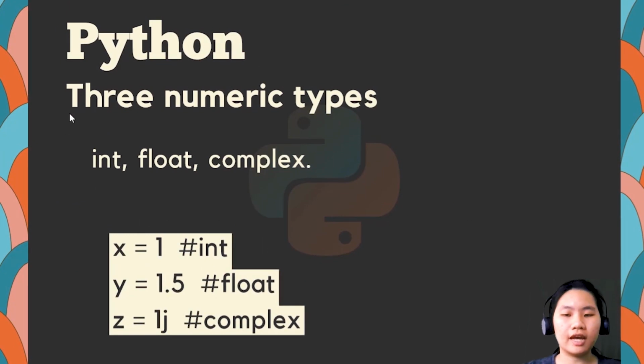So Python has 3 numeric types, okay? You have int, float, and complex. And here are the examples, right? So with x as an int, you have 1.